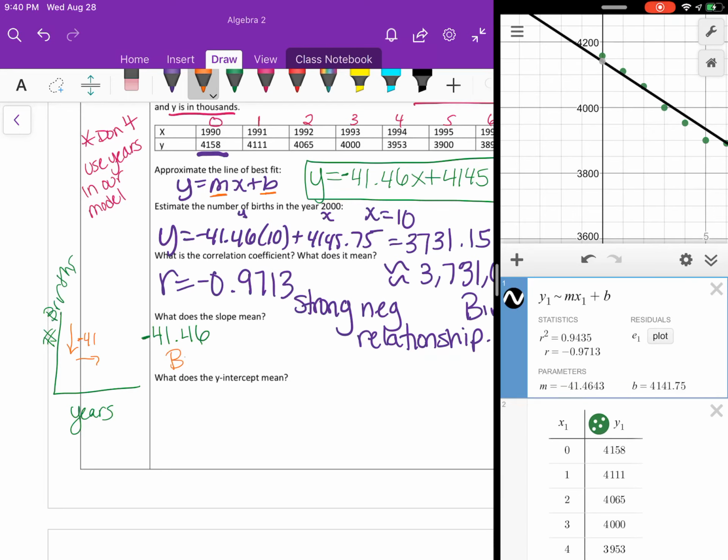So birth rate is going down by approximately 41,000 per year.